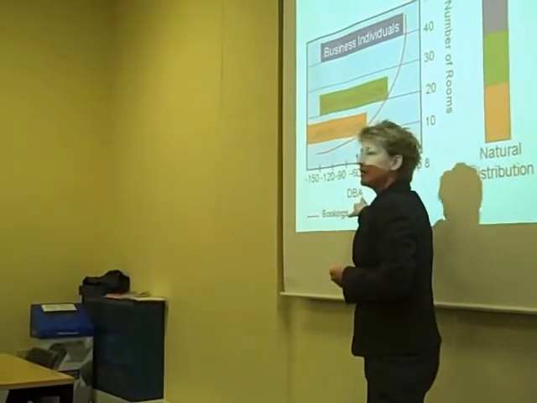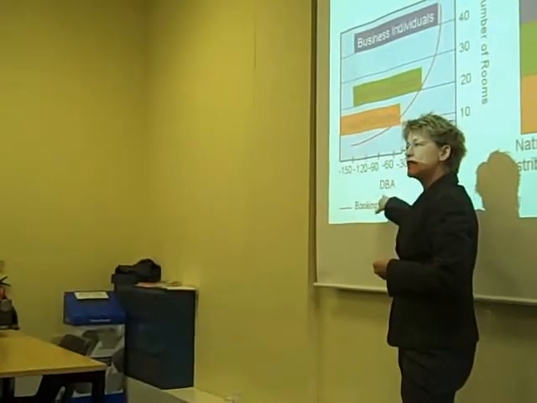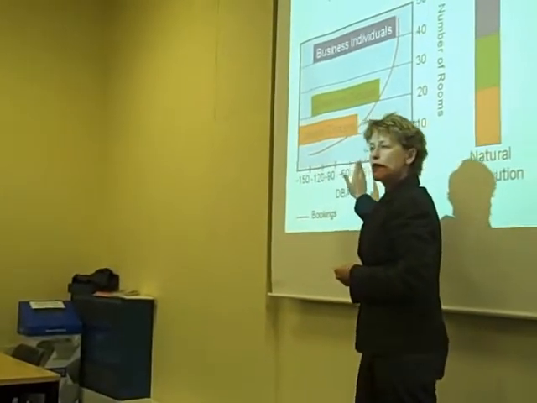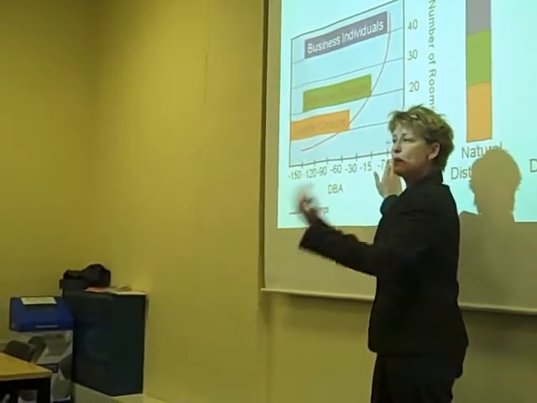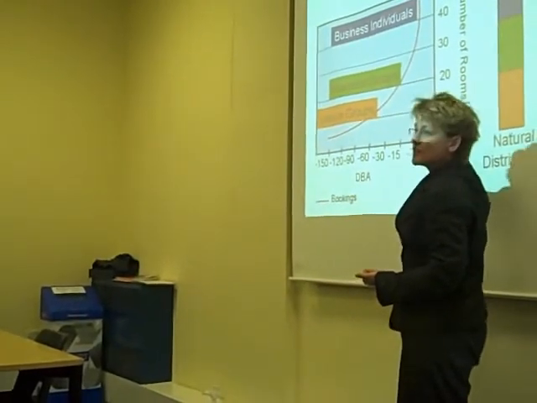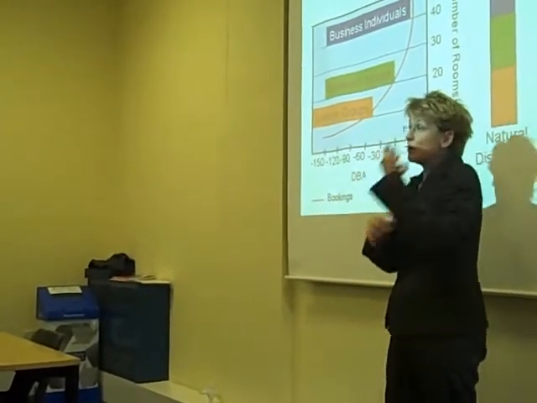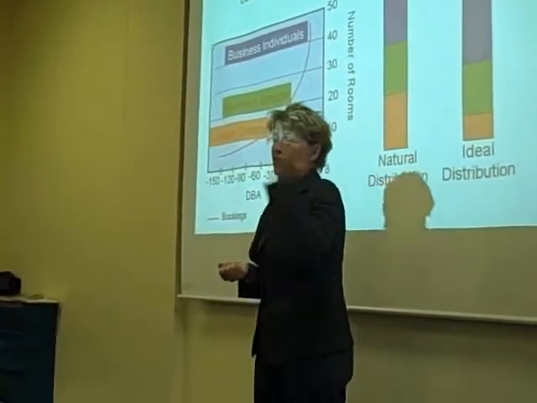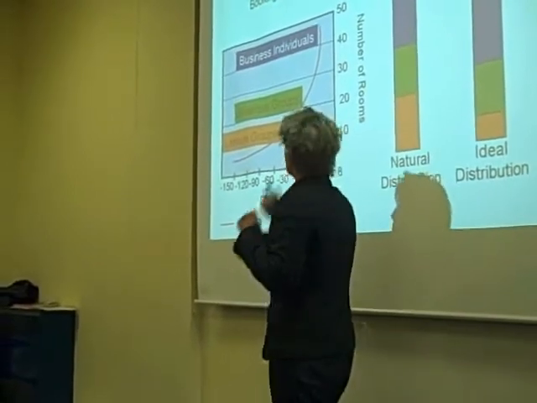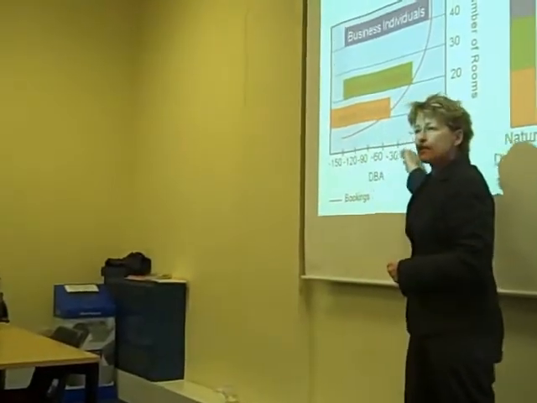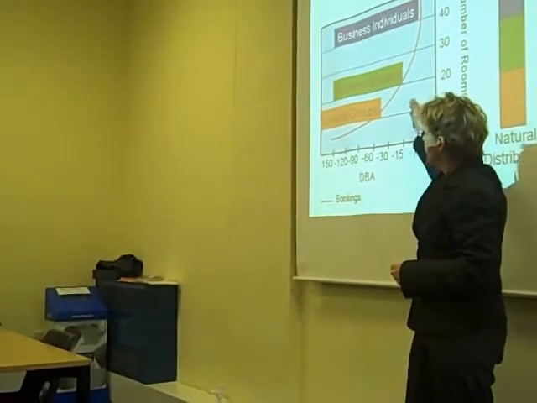So this DBA, and you're going to see this a lot in the future, stands for days before arrival. So how many days before arrival do most of the reservations come in? And on this axis is the number, in this case of rooms, but it could be seats, cabins, passengers, anything.